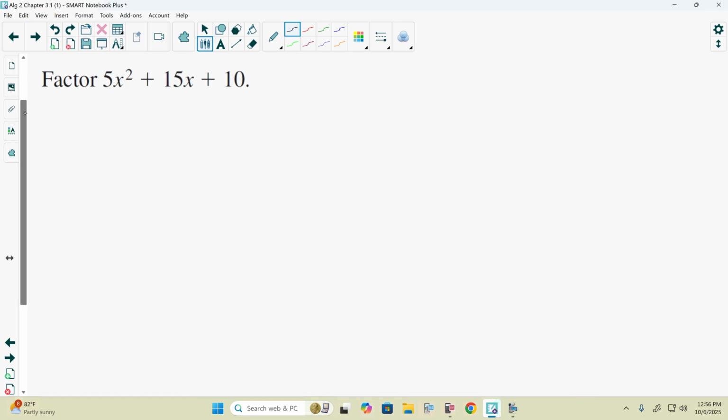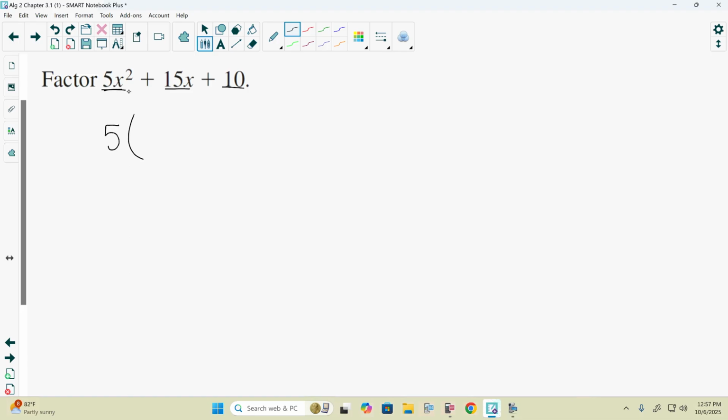All right, let's look at this first example problem here. 5x squared plus 15x plus 10. First main step, is there a greatest common factor between these three terms? Between 5x squared, 15x, and 10. Well, there is. It is 5. And 5 is the only one because there is no variable in all three. So 5 is the greatest common factor. And we're going to factor it out of all three.